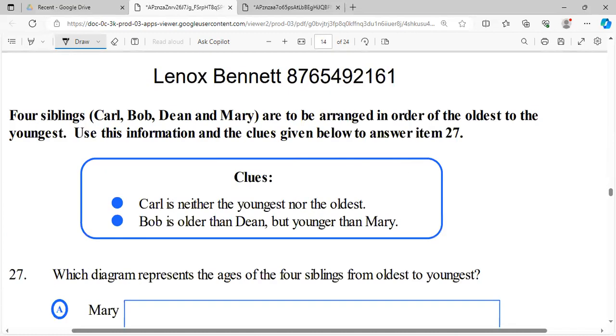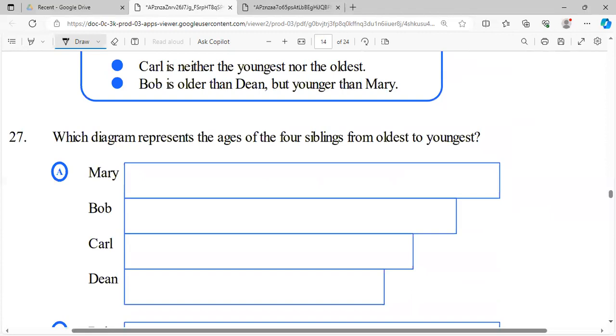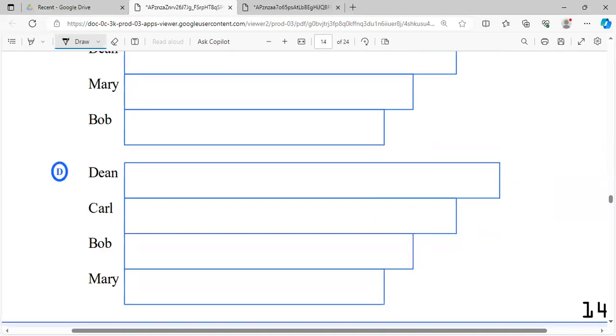Test your answers. 4 siblings, Carl, Bob, Dean and Mary, are to be arranged in order from the oldest to the youngest. Use this information and the clues given below to answer item 27. And it says Carl is neither the youngest nor the oldest. So Carl is in the middle. So I'm going to look at the ones where Carl is at the end and eliminate those. So we are using the elimination process. Can't be that. And Carl is not the youngest. Alright, cool. So only that one we eliminate.